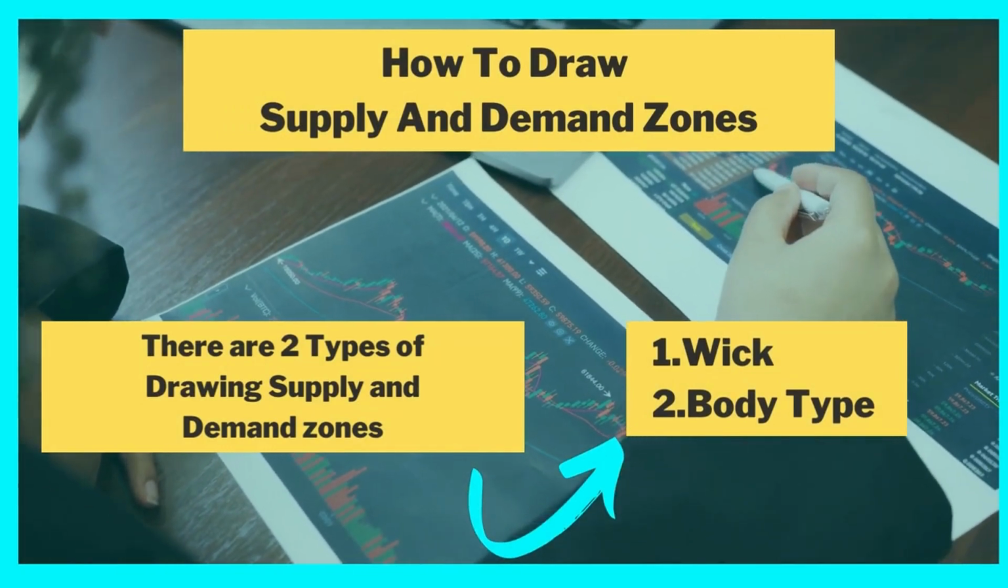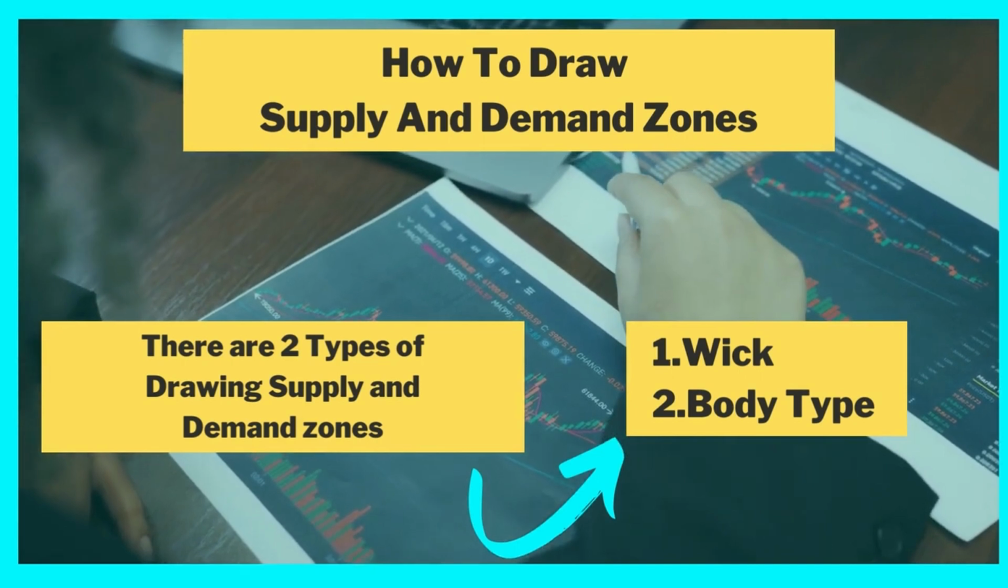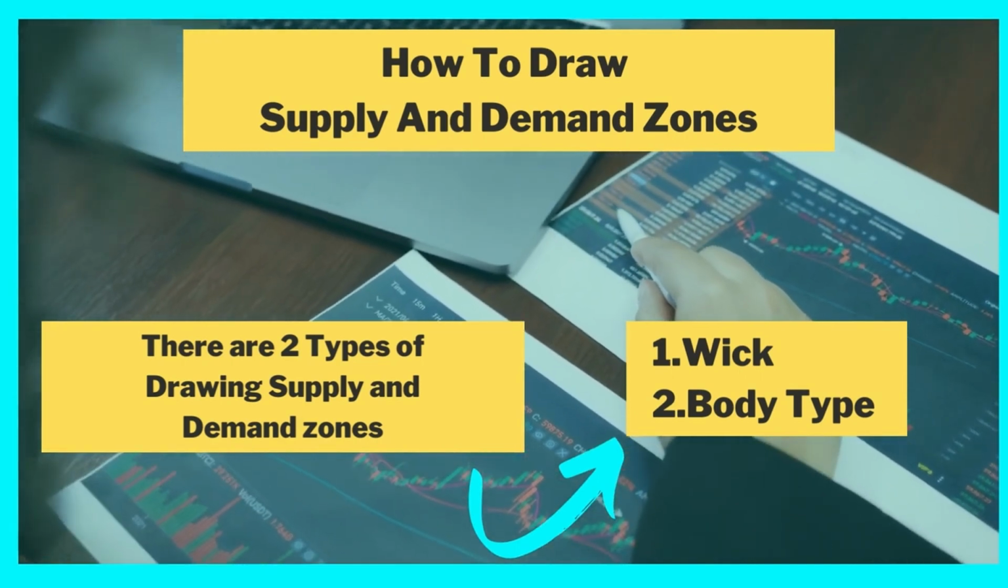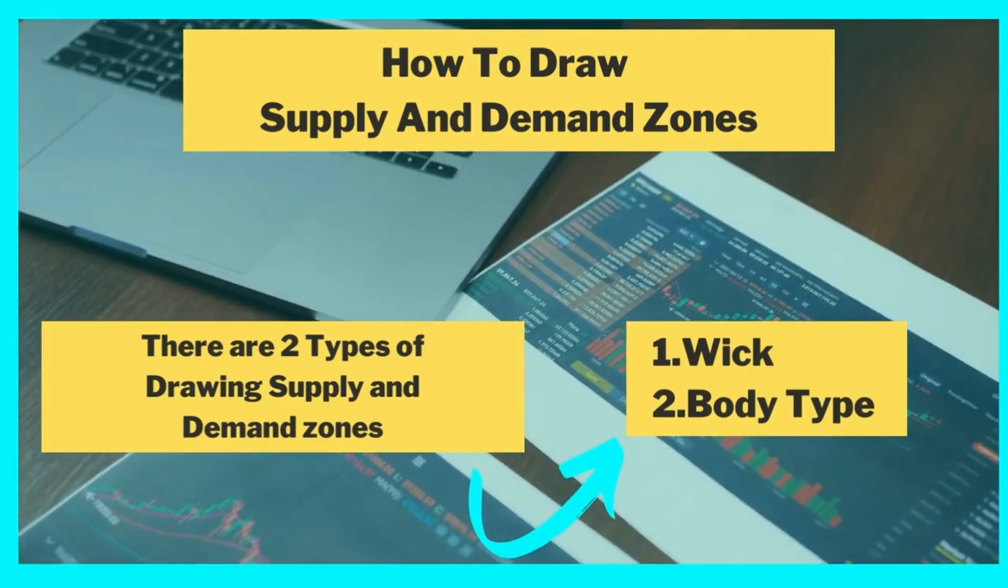There are 2 different ways to draw supply and demand zones. The first one is drawing from the wick, and the second one is drawing from the body. I call it the body type. So let me show you an example.